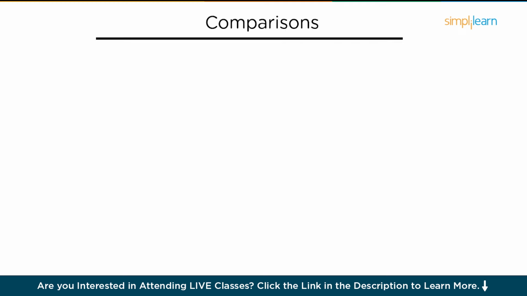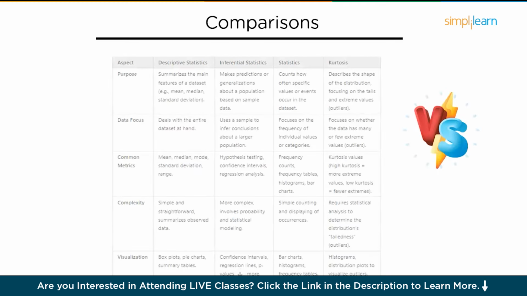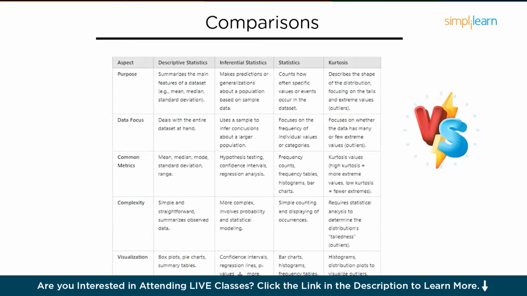By now, you must be curious to know about the differences among all the types of statistics. So here we go. Differentiating them on the basis of purpose. Descriptive statistics summarizes the main features of a dataset, for example, mean, median, and standard deviation. Inferential statistics makes predictions or generalizations about a population based on sample data. Frequency statistics counts when specific values or events occur in the dataset.